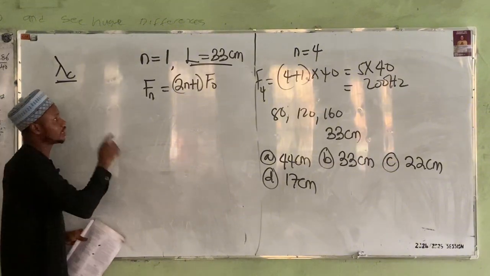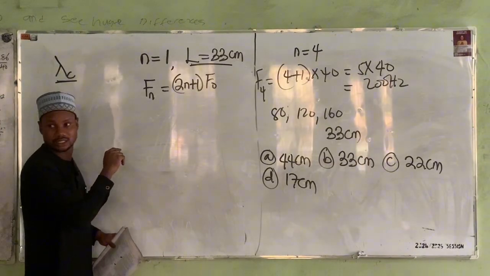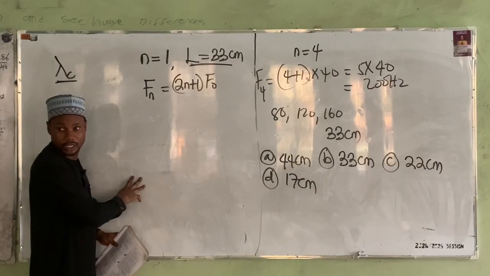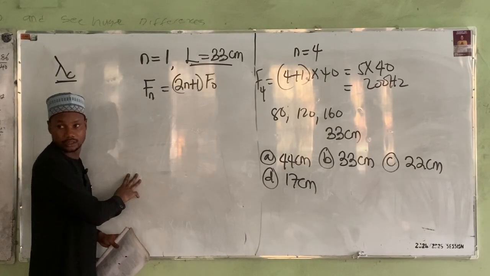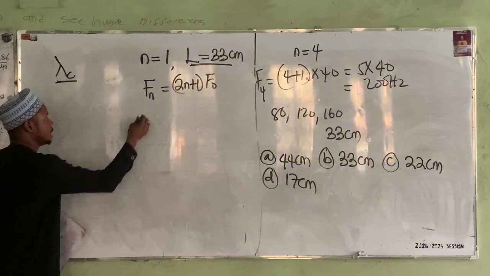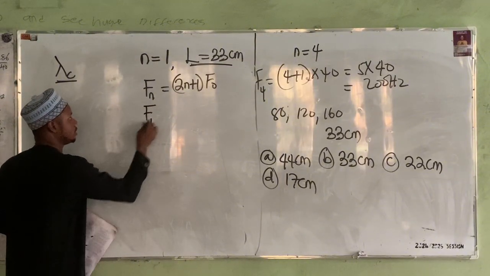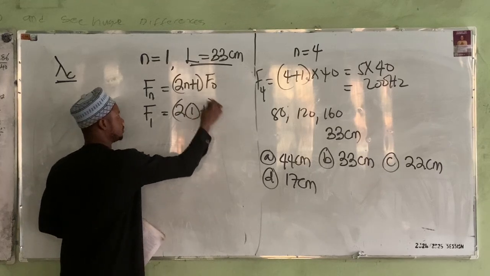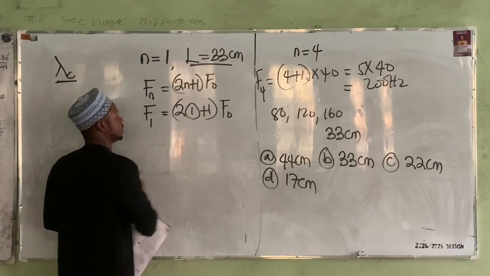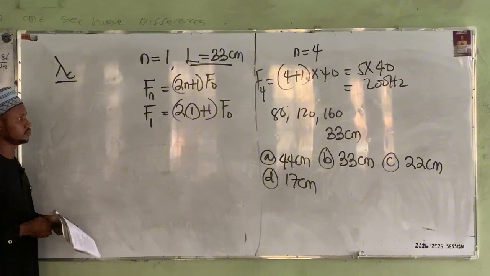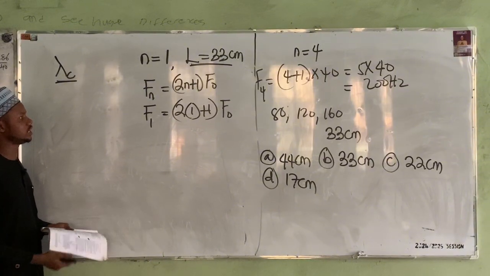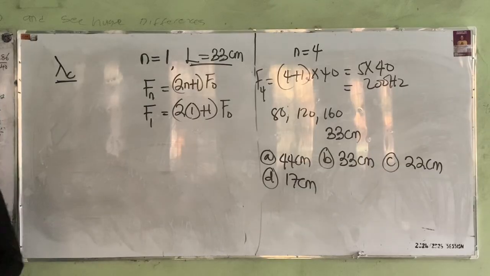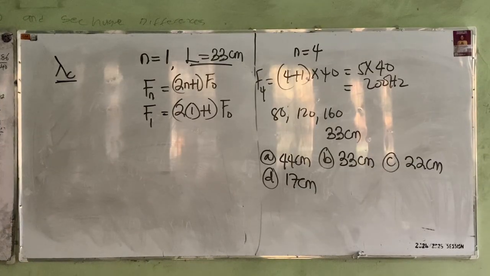Now what is the first overtone here, please class? First overtone means that n is what, class? 1, alright? Am I correct? n is equal to 1 here. So I will have F1 equal to 2 times 1 plus 1, times F naught here. Please take note of this. So class, is F naught given to us there? Is it given to us there? No.